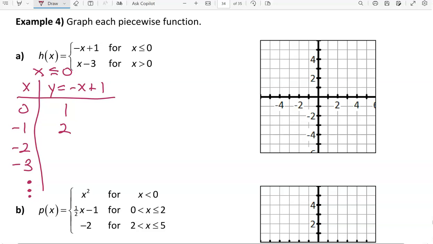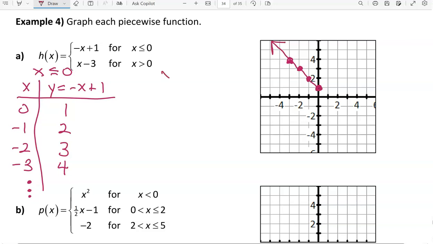And the opposite of negative 2 is 2, plus 1 is 3. The opposite of negative 3 is 3. 3 plus 1 is 4. So what this gives us is 0, 1, negative 1, 2, negative 2, 3, and negative 3, 4, and the graph keeps going, and we can see that this is going to form a straight line here. So I'm just going to continue the graph and indicate an arrow.